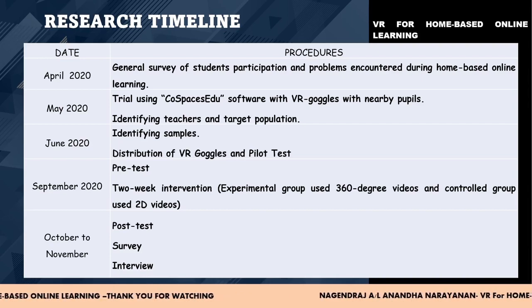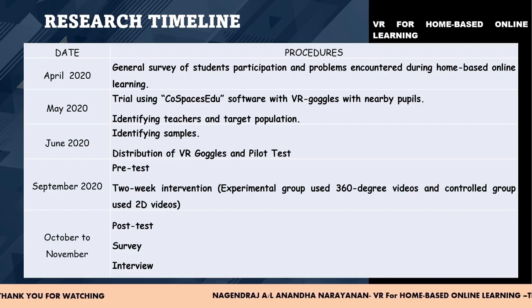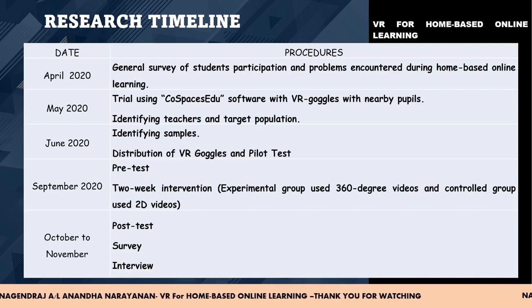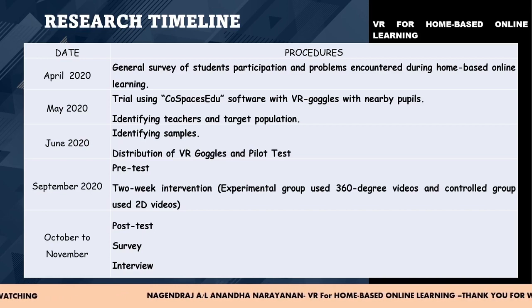This is where I also did my literature study to identify if there were past studies conducted in this particular area. And finally, in September, there was a 2-week intervention, and in the period of October to November, I also conducted the post-test, the survey, and the interview. Everything was done online via Google Meet in order to abide by the standard operating procedures.